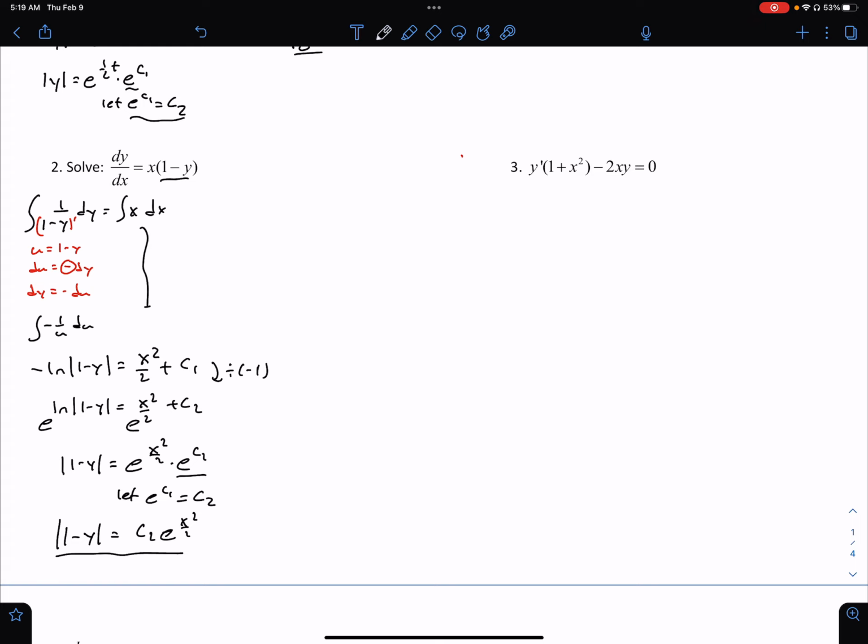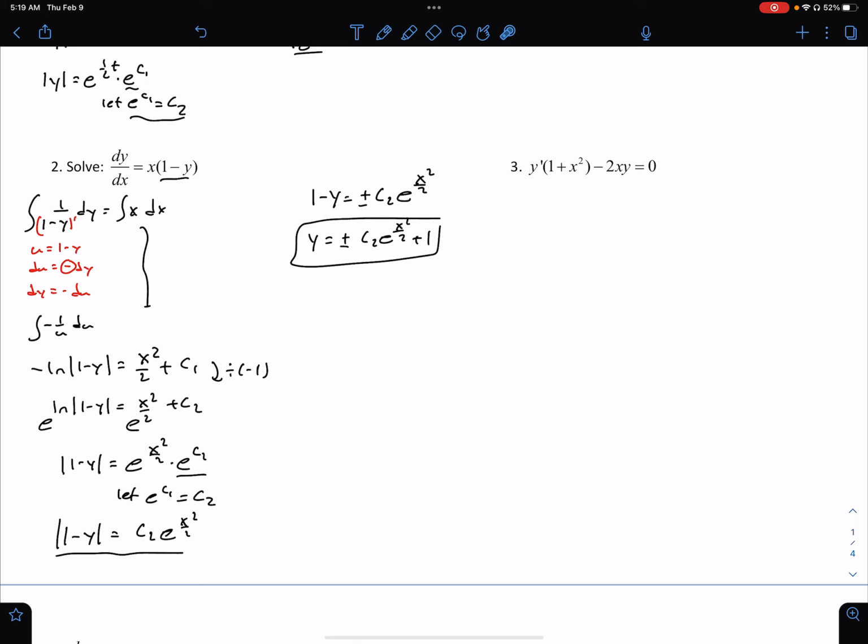Now, I am going to solve this, so I'm going to get rid of the absolute value. We would get 1 minus y equals plus or minus c2 e to the x squared over 2 right there. And again, that's really it. It's not really giving us initial conditions. I guess the one thing I could do is solve for y if you wanted to. You get y equals plus or minus c2 e to the x squared over 2, and this will become plus 1. Remember, it's really a minus 1 because I have to divide by that negative. The plus or minus, if I divide by negative 1, it's still plus or minus.